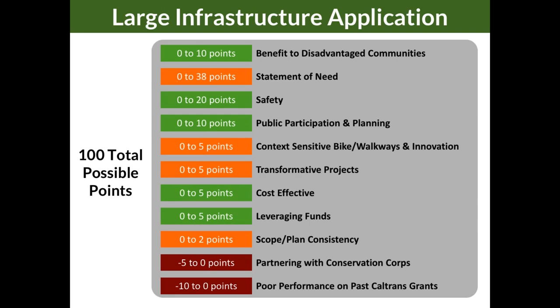Now, finishing out with the large infrastructure applications. Again, the disadvantaged communities question kicks off the application. The requirements for this question are the same for large infrastructure as with medium infrastructure, with the exception that there is a much stronger expectation that applicants will provide documentation to demonstrate how the proposed project was supported by or requested by disadvantaged community residents.